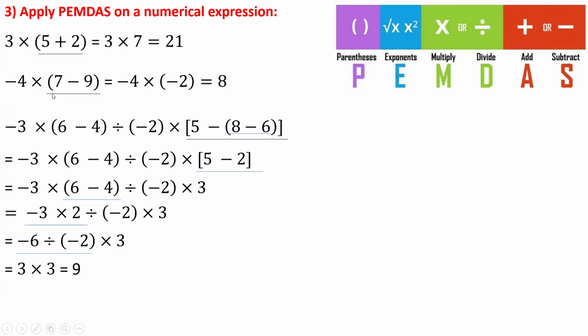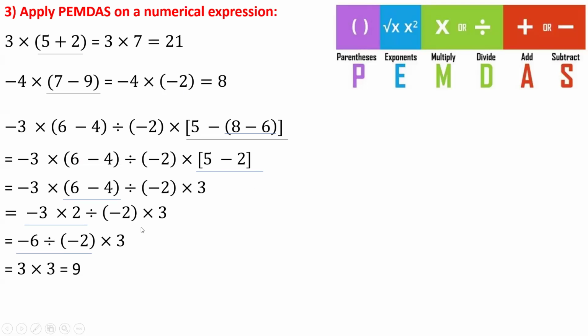Negative 4 times parentheses 7 minus 9. Parentheses are the strongest, so I write negative 4 times. What is 7 minus 9? It's negative 2. Now I have multiplication of two signed numbers. Negative times negative is positive, and 4 times 2 is 8.